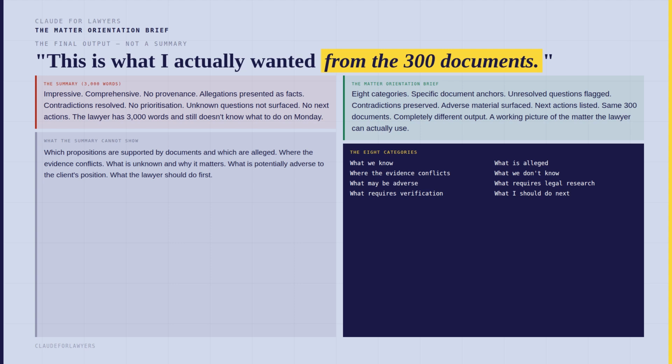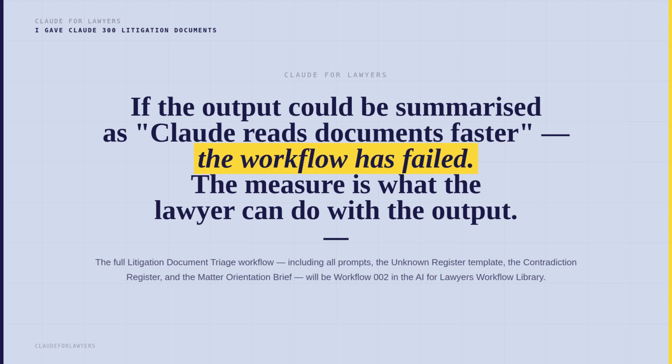This is what I actually wanted from the 300 documents, not a 40-page summary. A working picture of the matter the lawyer can interrogate and act on. If the output from this workflow could be summarized as Claude reads litigation documents faster, the workflow has failed. The measure is what the lawyer can do with the output, whether they can identify what's established and what's alleged, whether they can see where the evidence conflicts, whether the unknowns have been surfaced rather than papered over, whether the adverse material is visible rather than rationalized away, whether they know what to do on Monday.